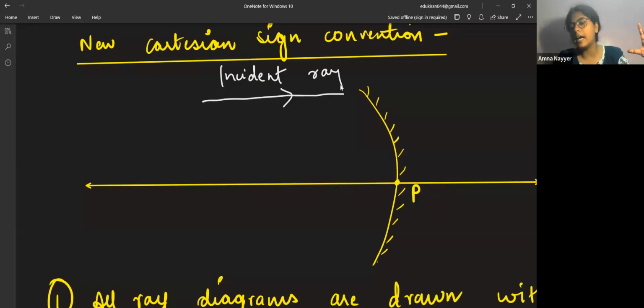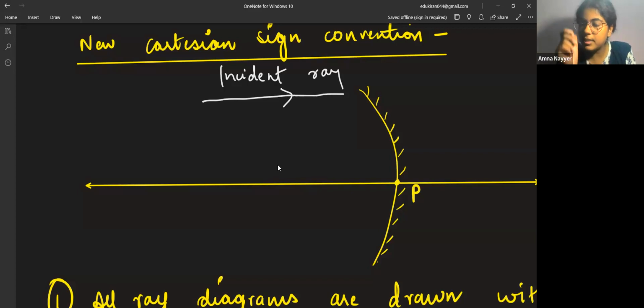Or you can say light rays which are moving towards the mirror. But that's a method to remember. The actual definition is that all the quantities which are along the incident ray we take as positive, and all the things which are opposite to the direction of the incident ray, we take as negative. But a better way, which is easier to remember, is this: anything which is kept behind the mirror will be considered positive, because that will be along the incident ray.